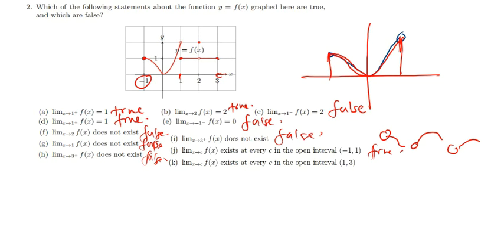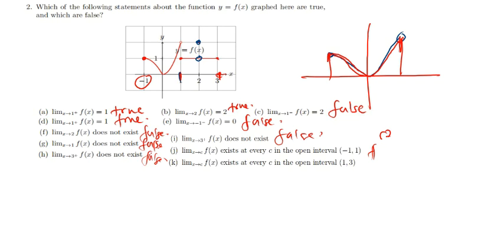Then part K is saying limit as x approaches c of f of x exists at every c in the open interval 1 comma 3. Now 1 comma 3 is this point all the way to there, and it is closed. If I pick any point there, do you think that the limit is going to exist? Yes, it's going to exist. Here I have an open circle, but I've got a dot here. So even if I pick any point from 1 all the way to 3, the limit is going to exist, because at this open circle I have still got a dot there, which is 2. So it's going to exist.